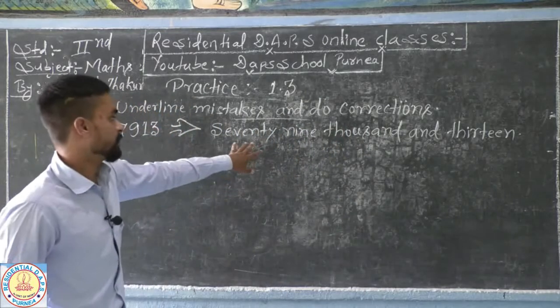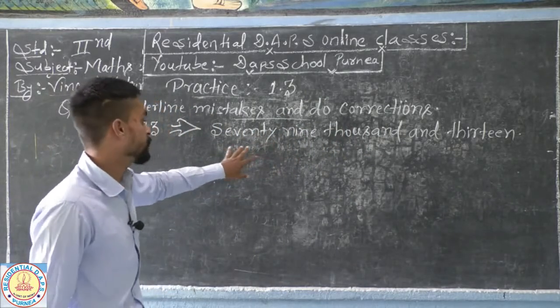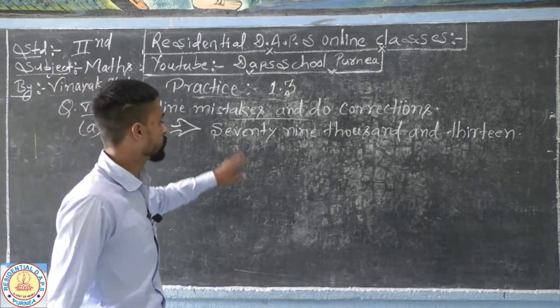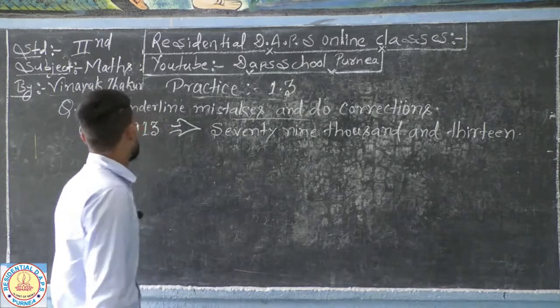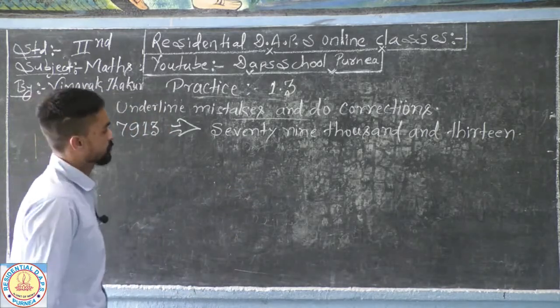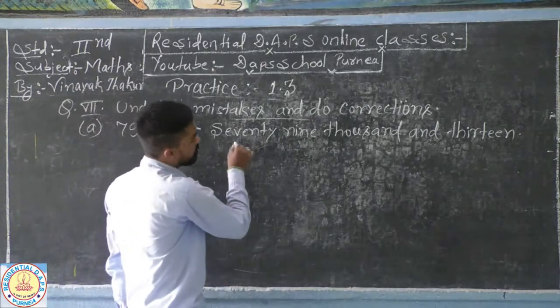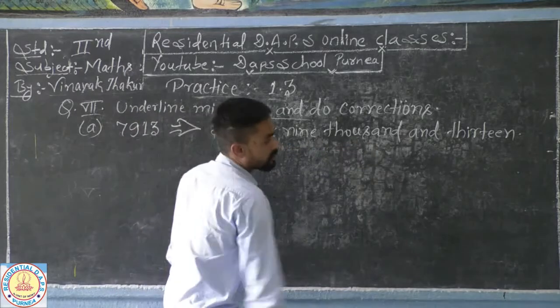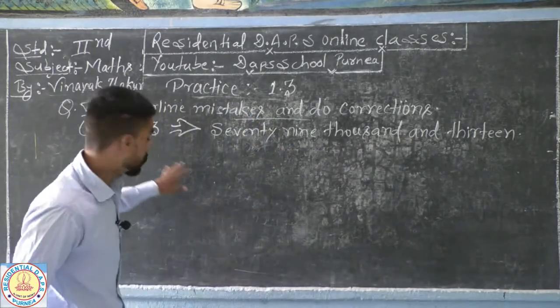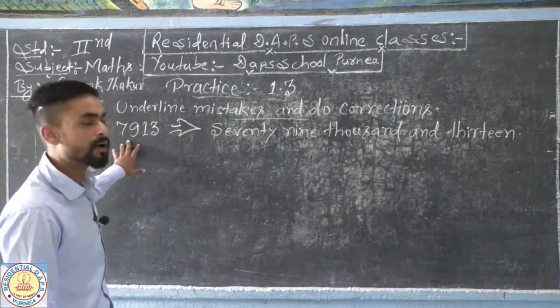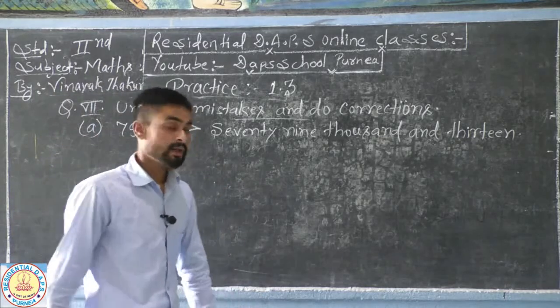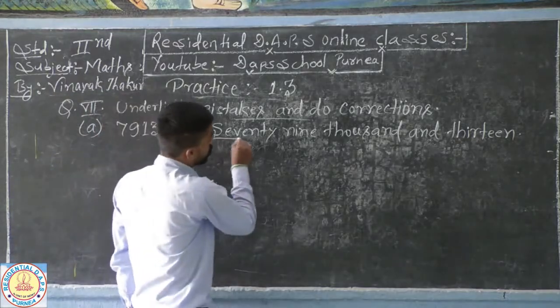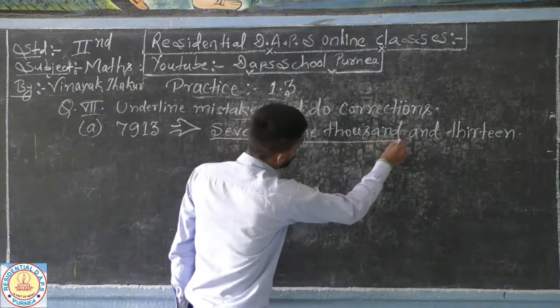So guys, here the number name is going wrong. Your number name is 79,013, but your numeral says 7,913. So in that way, your number name is going wrong.